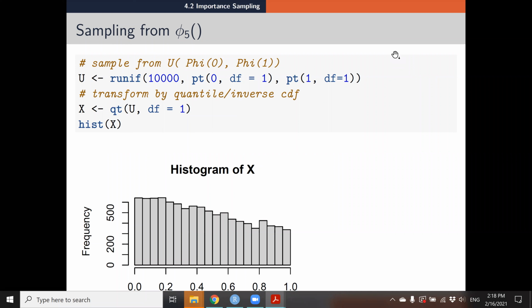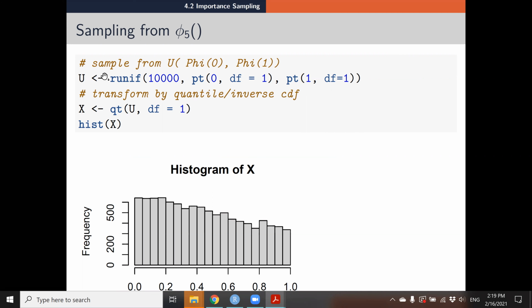This might be a little bit abstract when I'm just talking about it. Let's see an actual example of sampling from phi5, which is the truncated t distribution with degrees of freedom 1. We want to do the truncation where a is equal to 0 and b is equal to 1. In this case, we first obtain uniform draws. This is the combination of step 1 and step 2. We want to obtain 10,000 uniform draws where the bounds are given by pt, the CDF of the t distribution with degrees of freedom 1, evaluated at 0, and the upper bound is pt of 1.